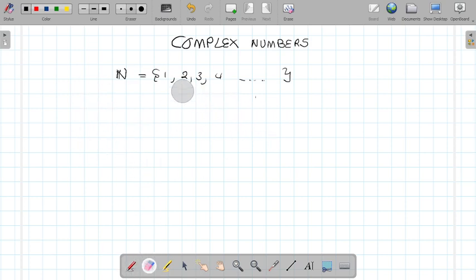Now today we want to introduce something new. We want to talk about the set of complex numbers. The set of complex numbers is a natural extension of the real number system. It extends the real number system with the help of what we call the imaginary unit. The imaginary unit i verifies the equation i squared is equal to -1.